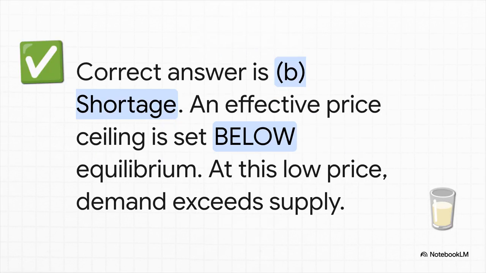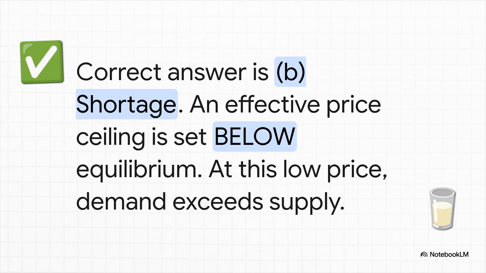For question 3, the answer is B, a shortage. Remember our alert? An effective ceiling has to be below the equilibrium price. This low price makes lots of people want milk, but producers aren't willing to sell as much. That creates a shortage.